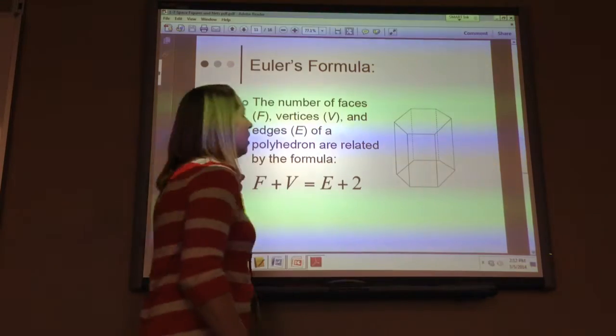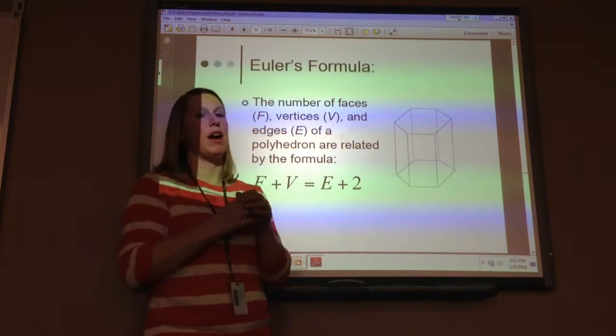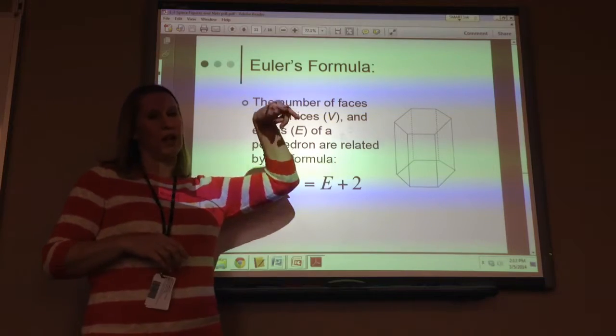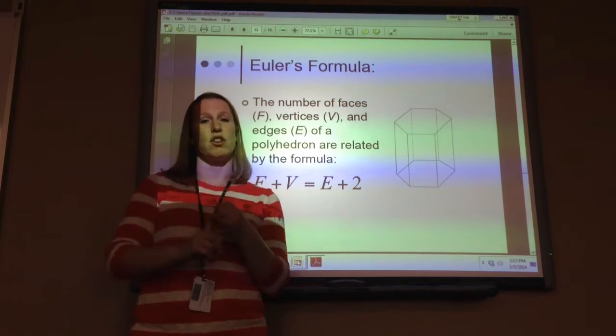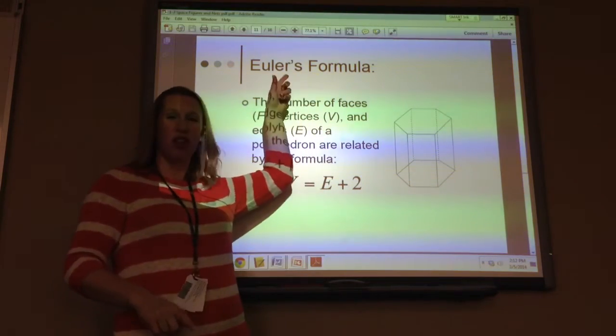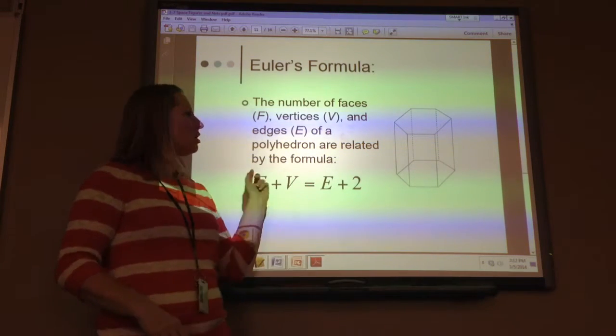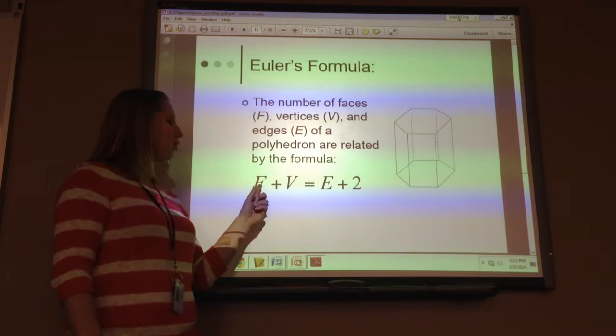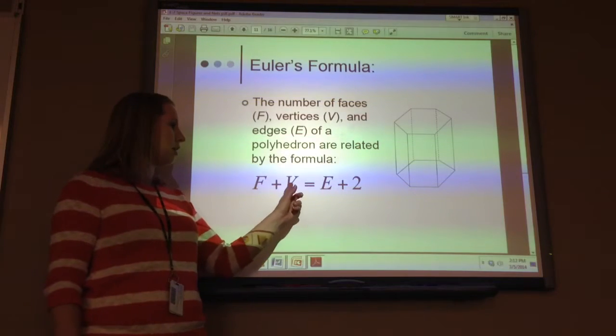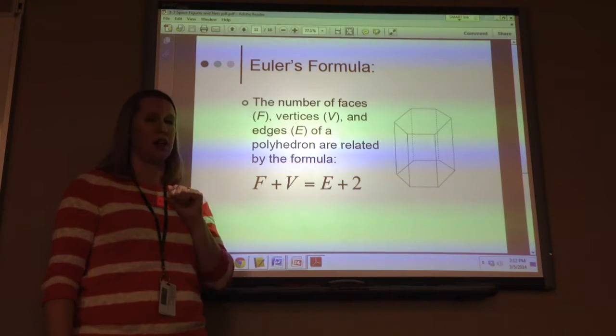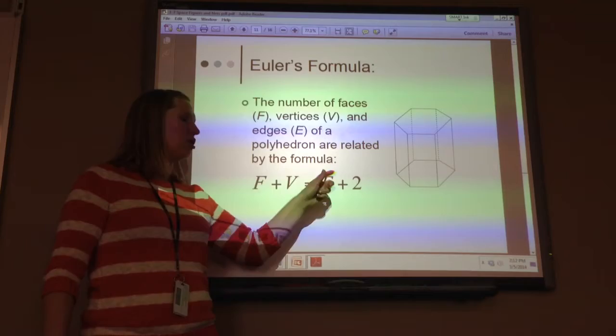Okay. You're going to have some problems where you have to use Euler's formula to find the number of faces or vertices or edges. It looks like Euler, but it's pronounced Euler. So Euler's formula says if you take the faces plus the vertices of a three-dimensional figure, that always equals the edges plus 2.